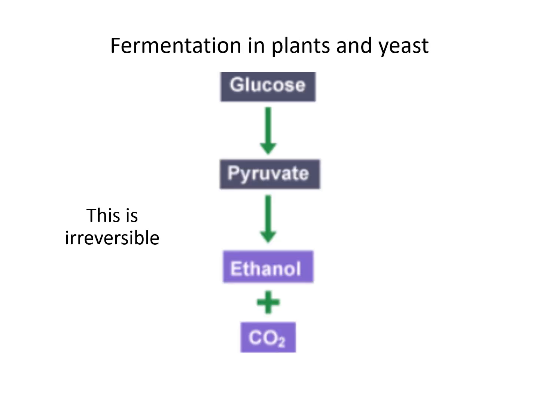So the products produced in fermentation in plants and yeast are different to animal cells. This time pyruvate is converted into ethanol and carbon dioxide. And when we've made these products, they can't be converted back into pyruvate like in animal cells. We say that this process is irreversible. And I always remember the products produced by thinking about beer being fermented using yeast. It's fizzy because of the carbon dioxide being produced, and it contains alcohol because of the ethanol being produced.